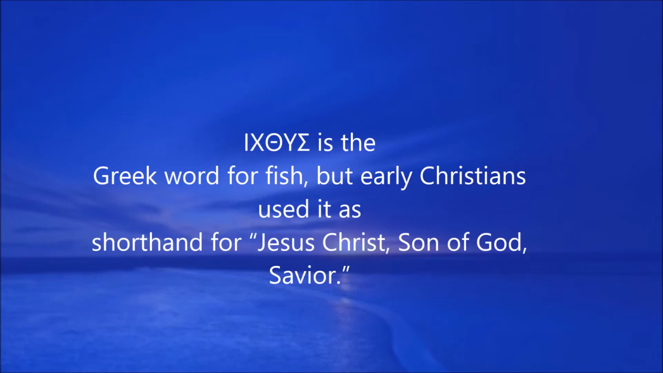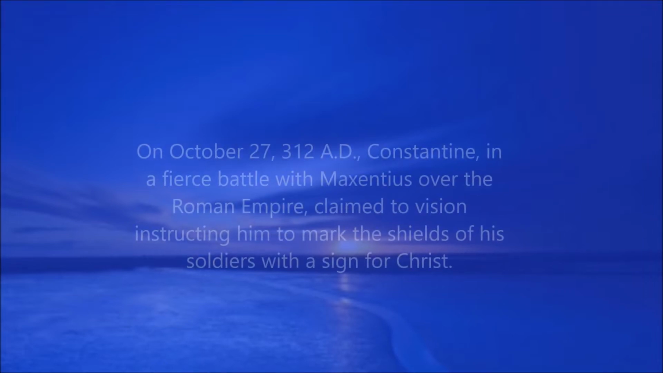for Christ. Therefore, we write it I, X, O, Y, then Z taken backwards, which actually looks like a gamma sign, is the Greek word for fish. But early Christians used it as a shorthand for Jesus Christ, Son of God, Savior. So what is this Chi-Rho symbol?